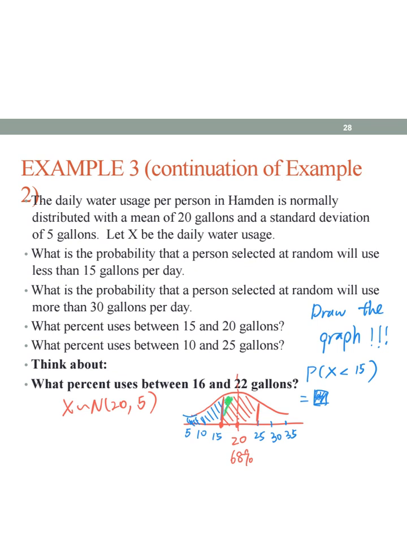For this part, for the green color part, it is equal to half of the 68%, right? Because it's symmetric with this line. So for the green color part, I have 34%.